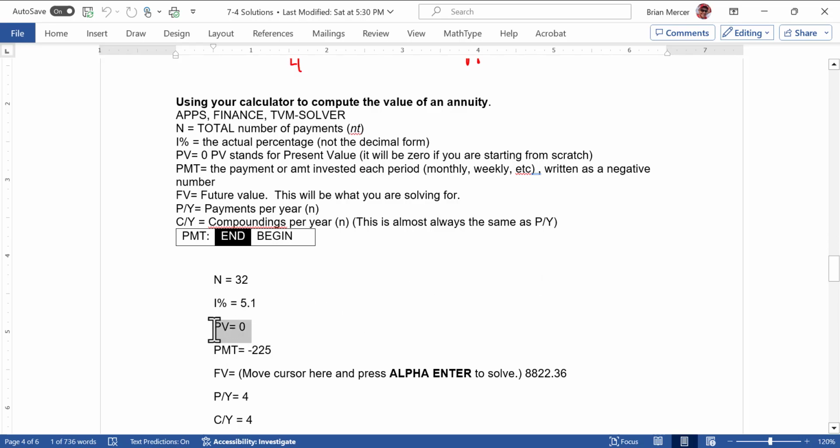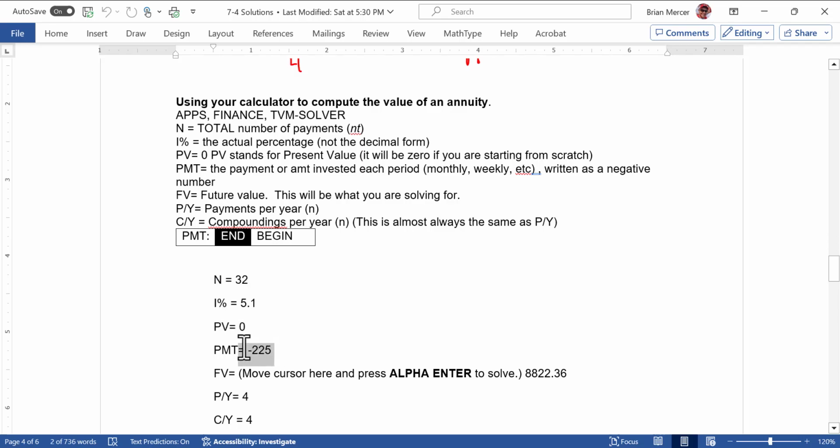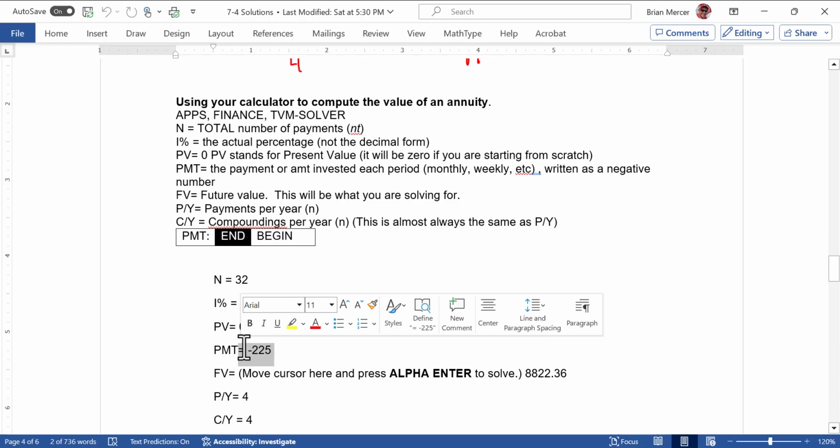The present value is 0. So in other words, that means you're starting off with no money. The payment is $225. You enter that as a negative value. And that has to do with kind of the way this thing is programmed. And then you move the cursor to alpha. You move the cursor here and do the alpha enter, and I'll show you that in just a second.